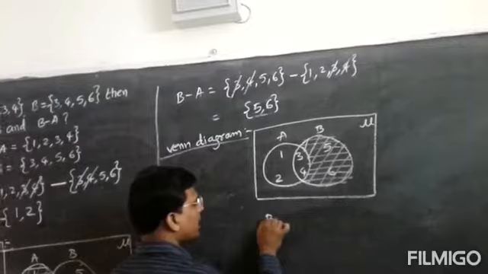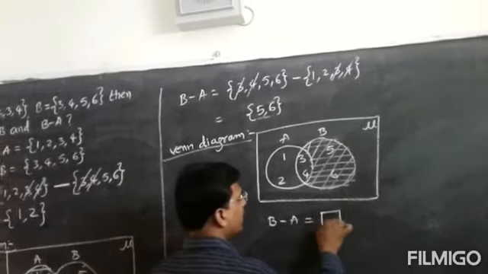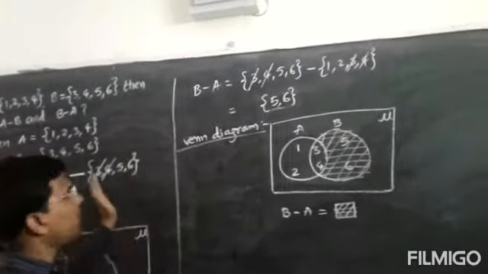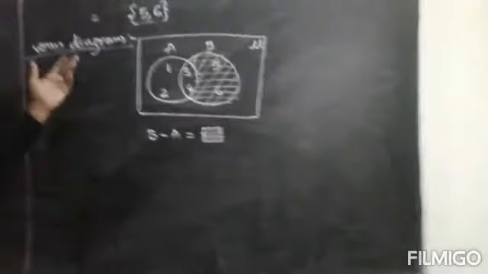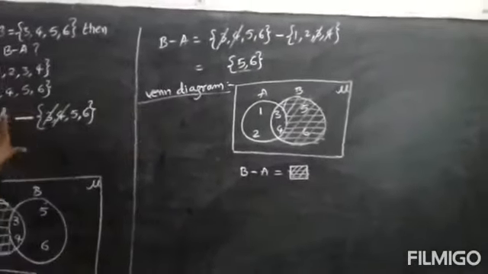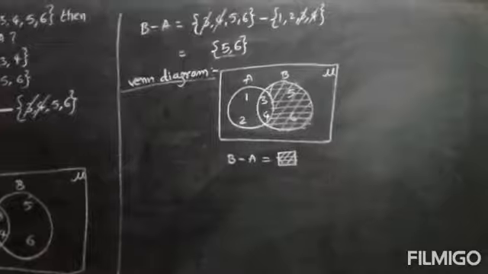Okay, so B minus A is equal to the shaded region. So this is A minus B and this is B minus A, and we will discuss one more problem. You will get such questions in 4 marks questions. Such type of questions you will get for only 2 marks questions. Okay.